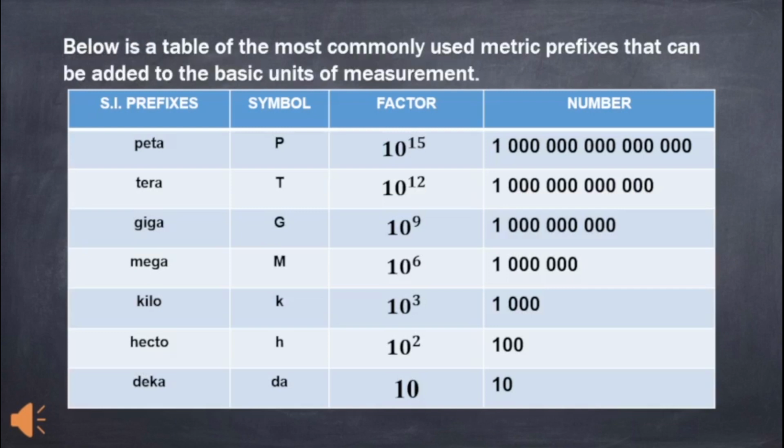Below is a table of the most commonly used metric prefixes that can be added to the basic units of measurement. Metric prefixes are important because recording measures can be easier and shorter. For example, if the measure you get is in a trillion seconds, we can use metric system prefixes to easily write the measurement of that time, which makes it easier to read and write. The metric system prefixes are only used in the International System of Units.